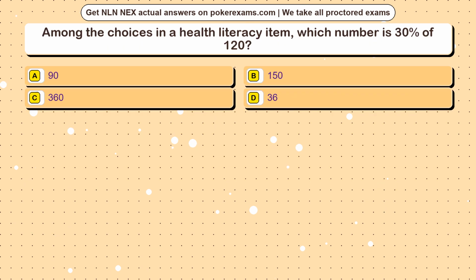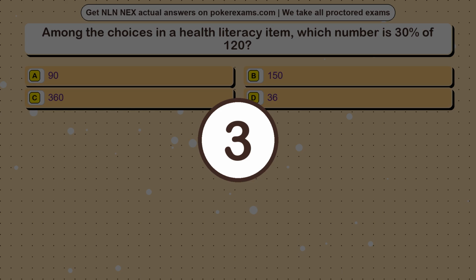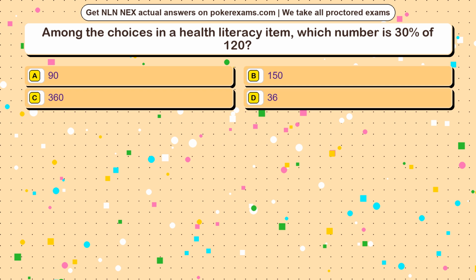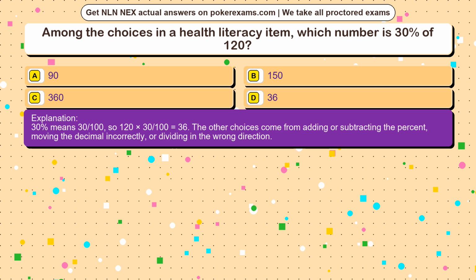Question 15. Among the choices in a health literacy item, which number is 30% of 120? Option A, 90. Option B, 150. Option C, 360. Option D, 36. The correct answer is option. 30% means 30/100. So 120 times 30/100 equals 36. The other choices come from adding or subtracting the percent, moving the decimal incorrectly, or dividing in the wrong direction.